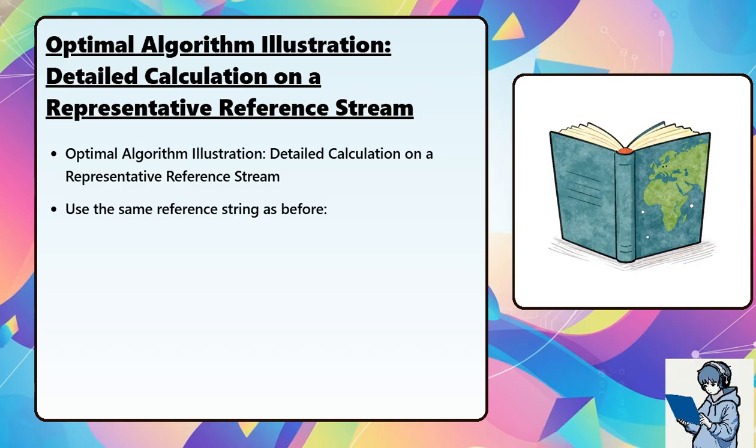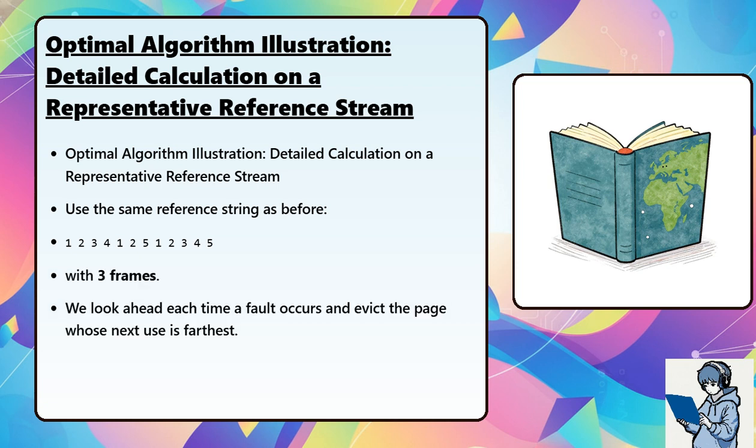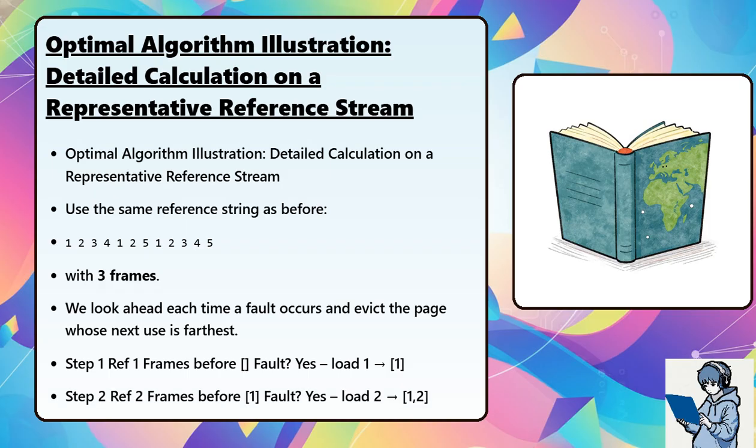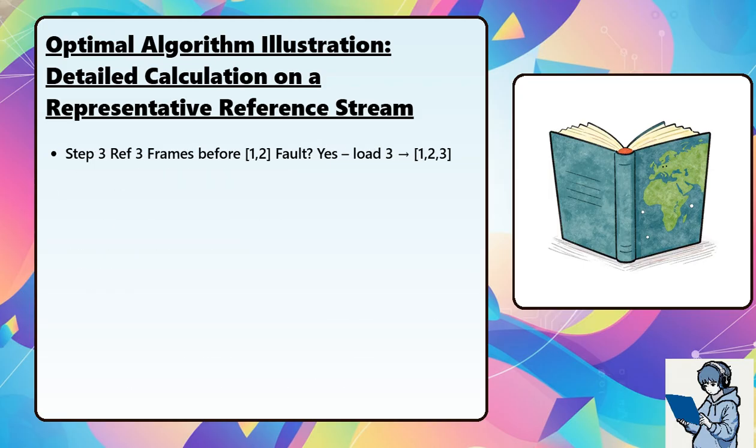Use the same reference string as before: 1 2 3 4 1 2 5 with 3 frames. We look ahead each time a fault occurs and evict the page whose next use is farthest. Step 1: reference 1, frames before: empty, fault yes, load 1 to [1]. Step 2: reference 2, frames before [1], fault yes, load 2 to [1, 2]. Step 3: reference 3, frames before [1, 2], fault yes, load 3 to [1, 2, 3].